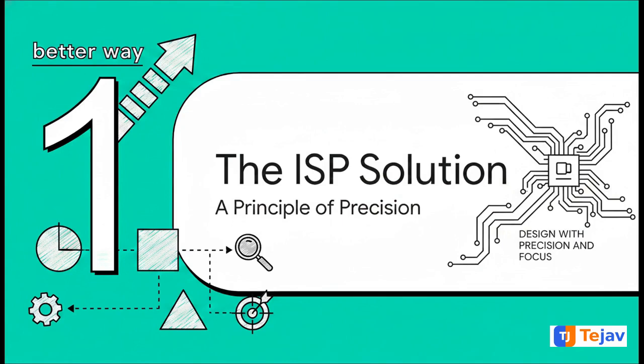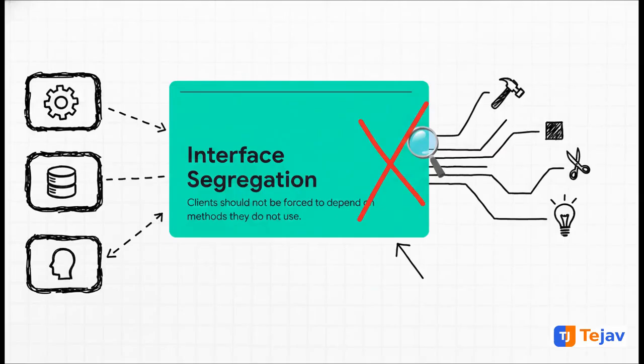The solution is the Interface Segregation Principle, and it's all about designing with precision and focus. The official definition is actually pretty simple, but wow, is it powerful. It says, clients should not be forced to depend on methods they do not use. Basically, it's a rule against bloating your interfaces with a bunch of stuff your classes don't actually need.